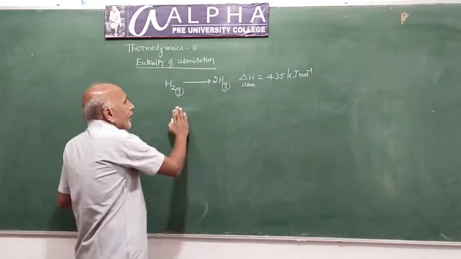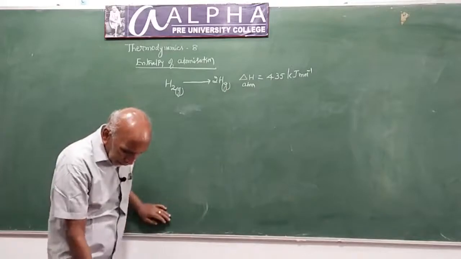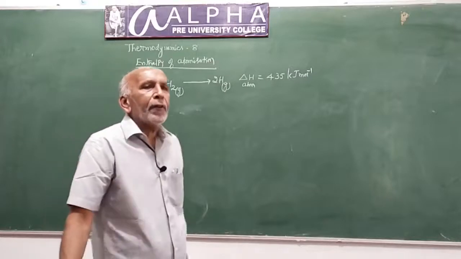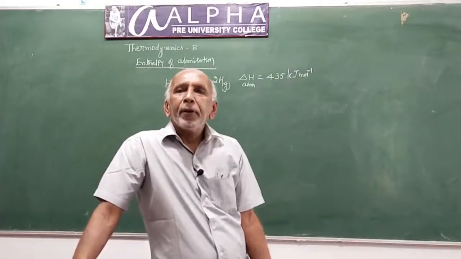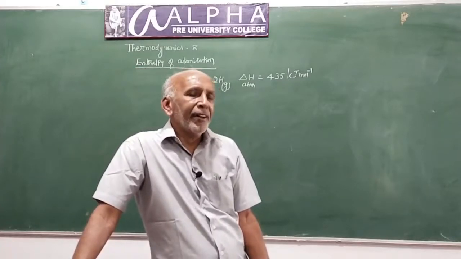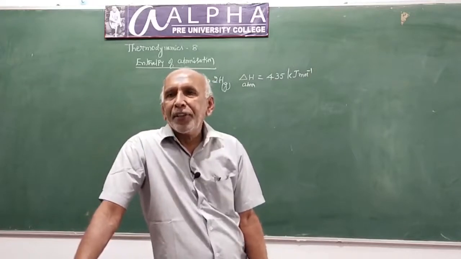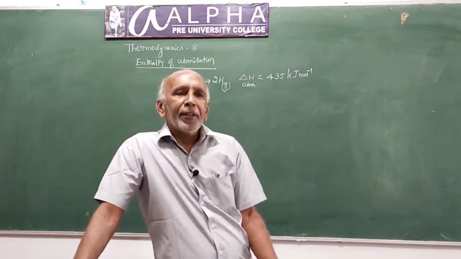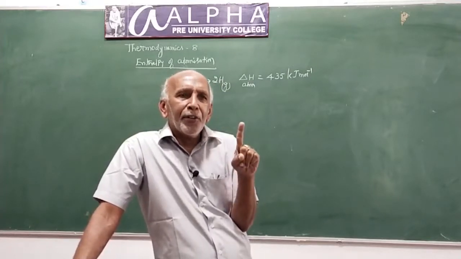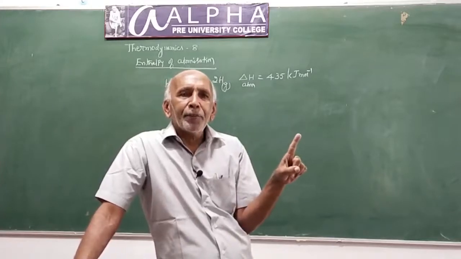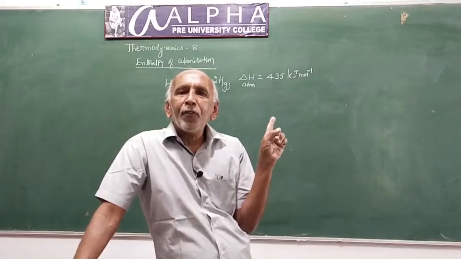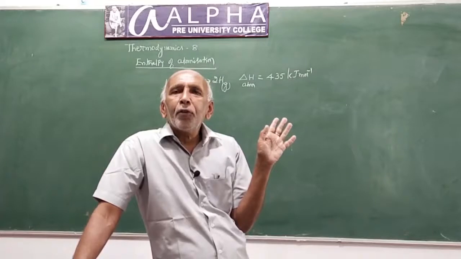Okay. So this 435 kilojoule per mole is known as the enthalpy of atomization of diatomic hydrogen, or hydrogen molecule. That means to convert 1 mole of H2 molecules into H atoms, the amount of energy required is 435 kilojoule per mole.